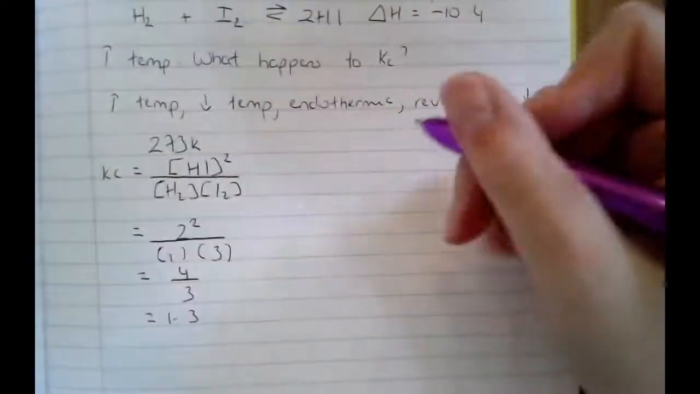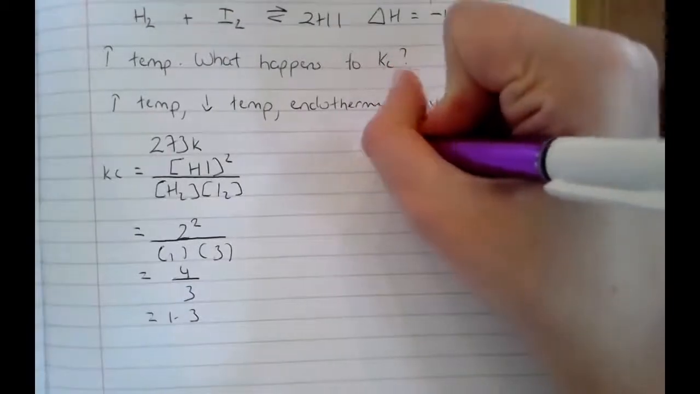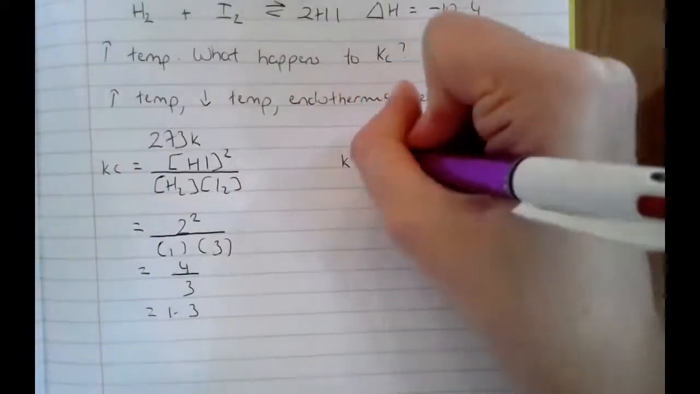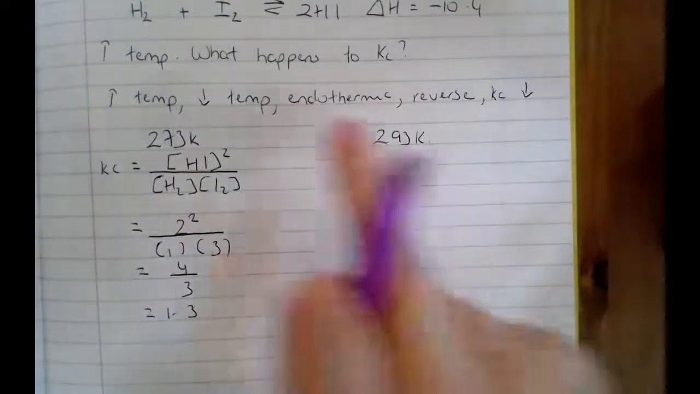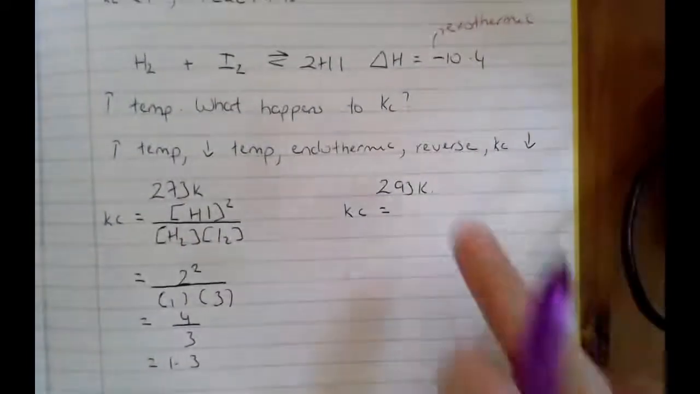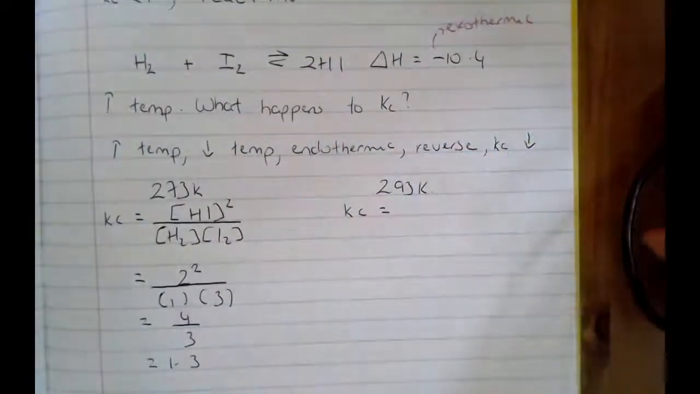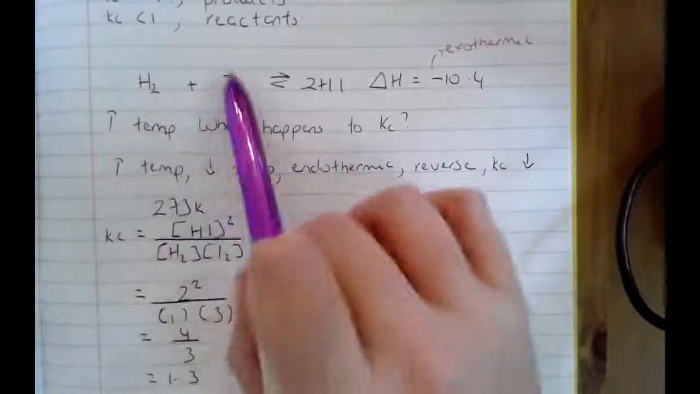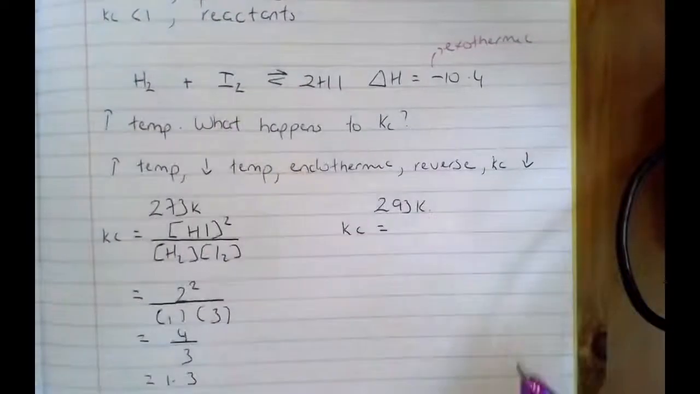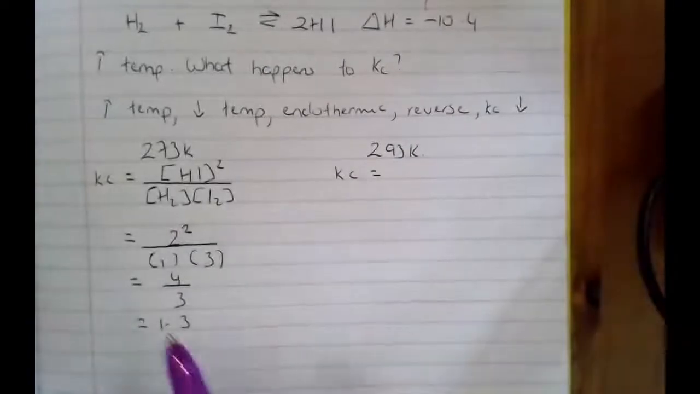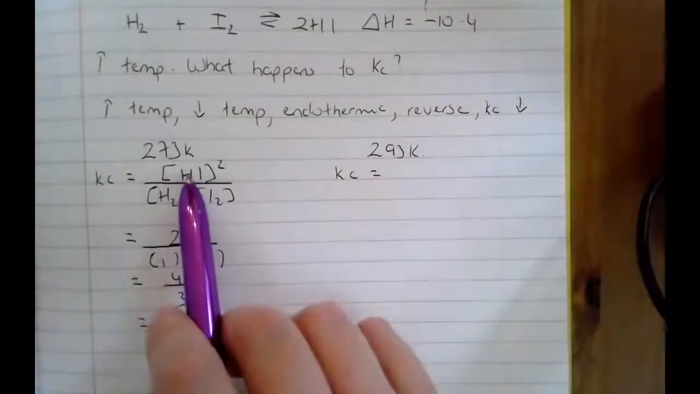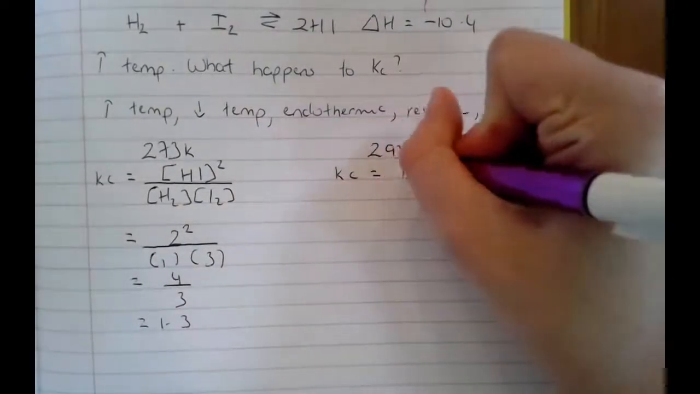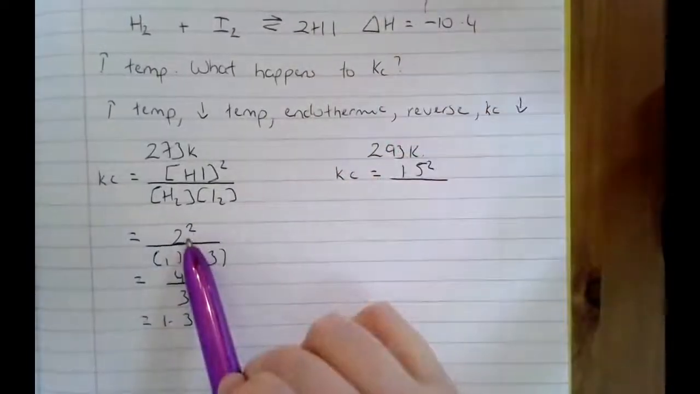And then let's say I increase the temperature, and I'm going to make it 293 Kelvin. I'm going to plug in values again. So I'm predicting that if I increase the temperature, the reaction is going to move to the left. The reverse reaction is going to occur. And if the reverse reaction is occurring, then the concentrations of my reactants are going to increase, but the concentration of my products is going to decrease. So I've got the same Kc expression, but the concentration of my products should decrease if the reverse reaction is occurring. So I'm just going to say that I've got 1.5 squared now, when I originally had 2 squared.